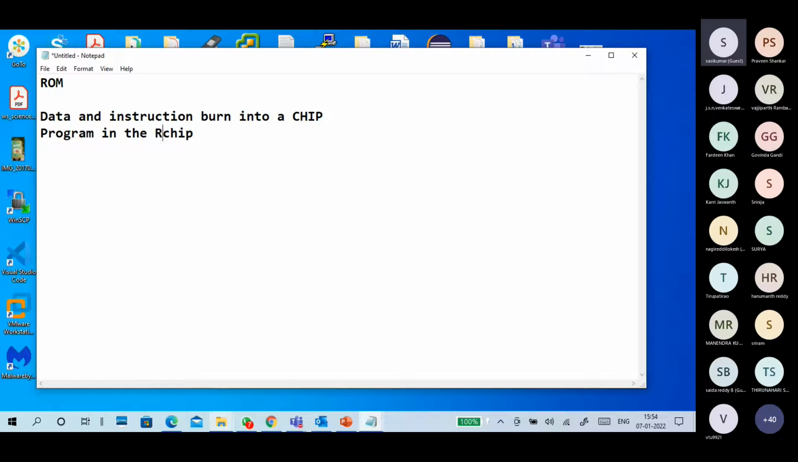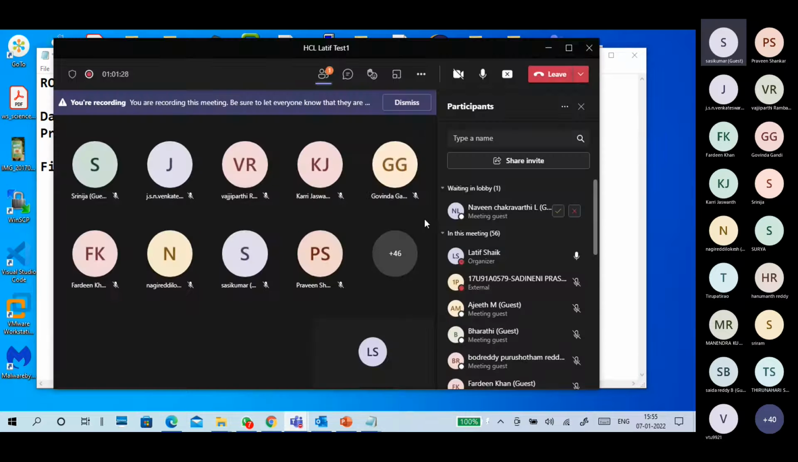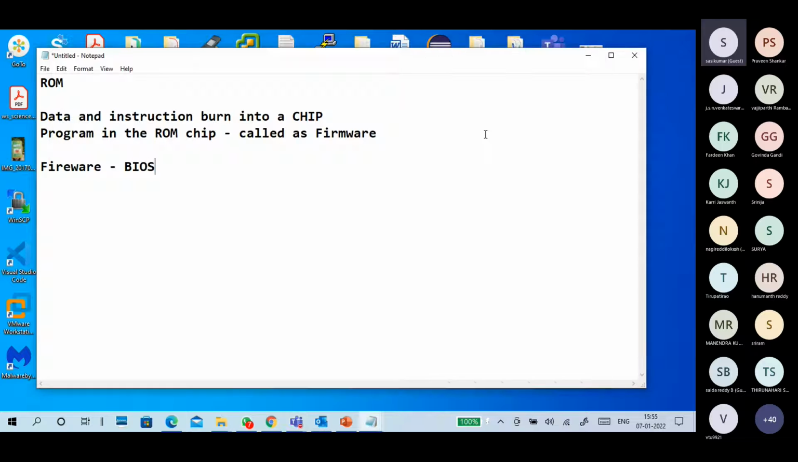The ROM chip is called firmware. We have different types of firmware. One kind we call BIOS, Basic Input Output System. This is one kind of firmware. It is an old firmware, and still we are using it.